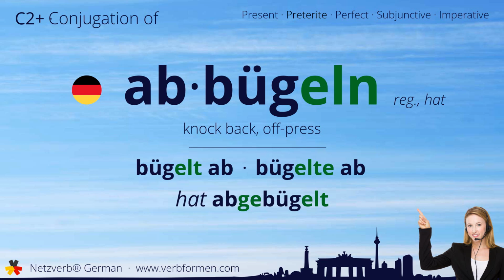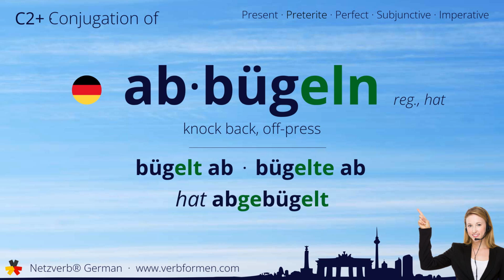Today we're going to learn how to conjugate the German verb abbügeln. Watch and listen to the forms carefully. Let's start with the stem forms. Bügelt ab, bügelte ab, hat abgebügelt.